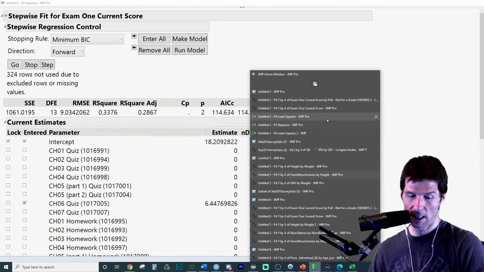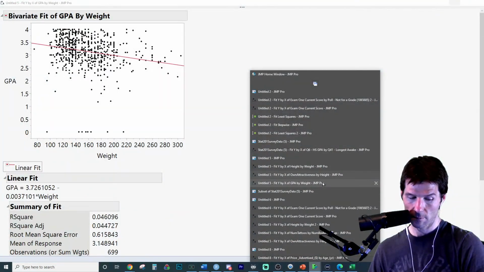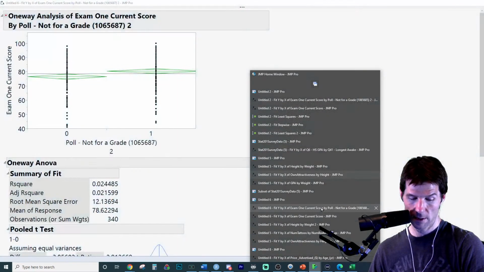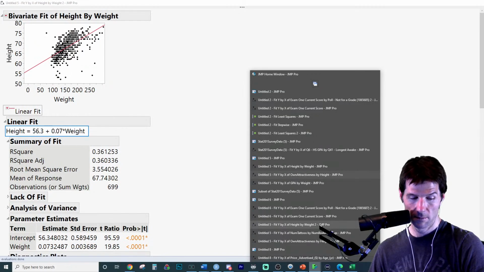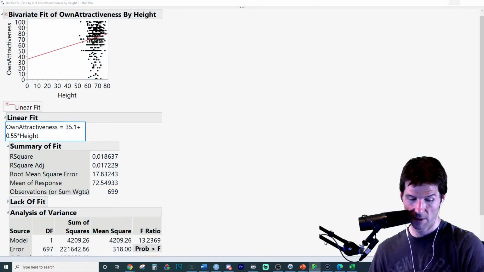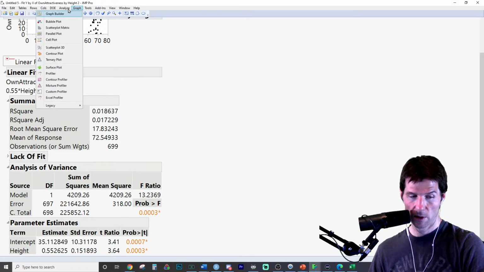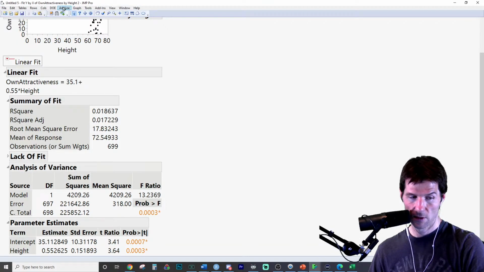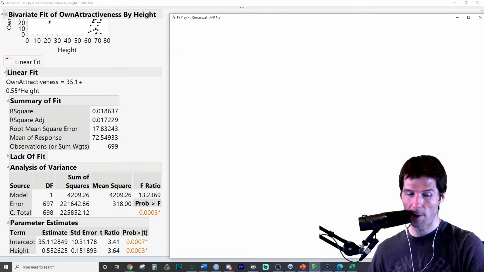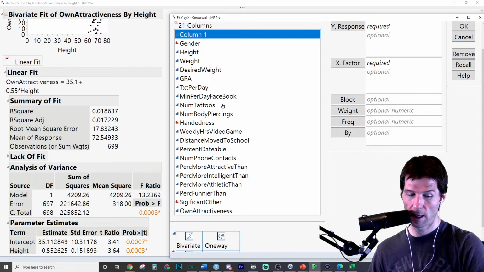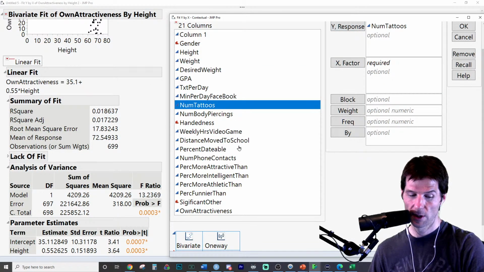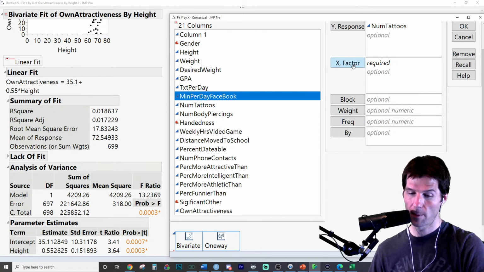We should have one that's not statistically significant. Can we get one that's not statistically significant today? Maybe they're all statistically significant. Let's find one that's not statistically significant. We're going to go here to analyze. Fit y by x. We're going to put in how many tattoos someone has, and that's going to be explained by how much they're on Facebook.